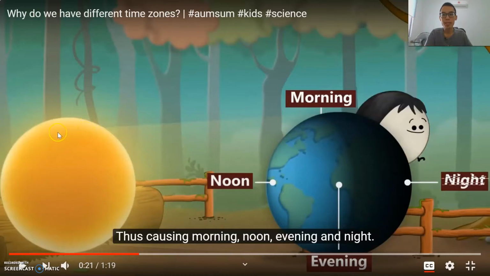Okay, because of the sun, matahari, bila dia terbit, katakan di sebelah sini, kiri sini, so this part here will be noon, tengah hari, while the other part of the earth will be at night because there's no sunlight. So negara yang terletak di sini dia akan mengalami pagi, tengah hari. Manakala negara di sebelah sini yang tidak terkena cahaya matahari dia akan berada di waktu malam.